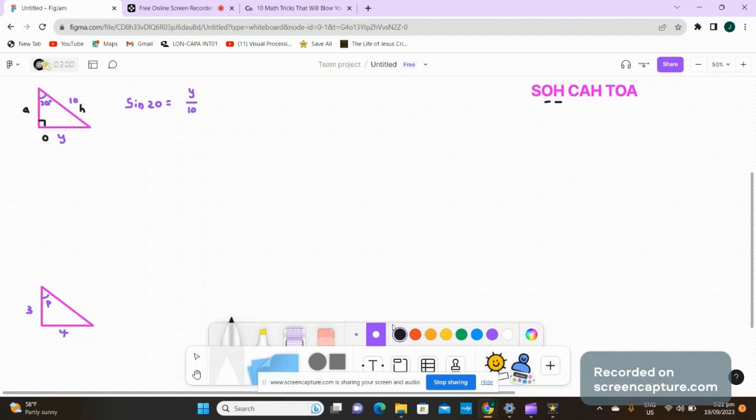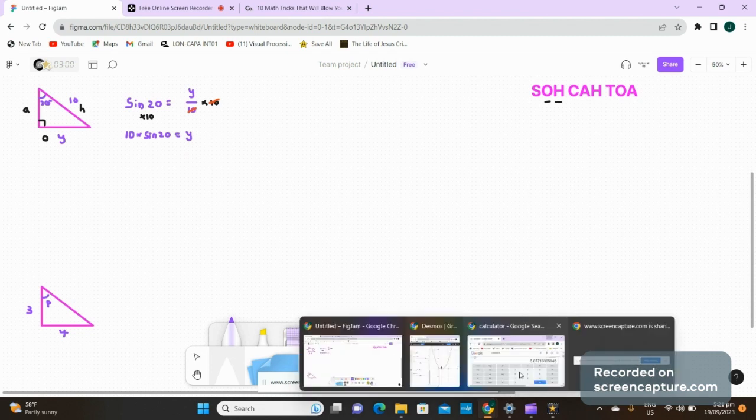If we multiply both sides by 10, that's going to cancel out with this, so we're just going to be left with y on this side, and this is simply going to be sine 20 times 10. So you'll see it as I write it out in the next line: 10 times sine of 20 equals y.